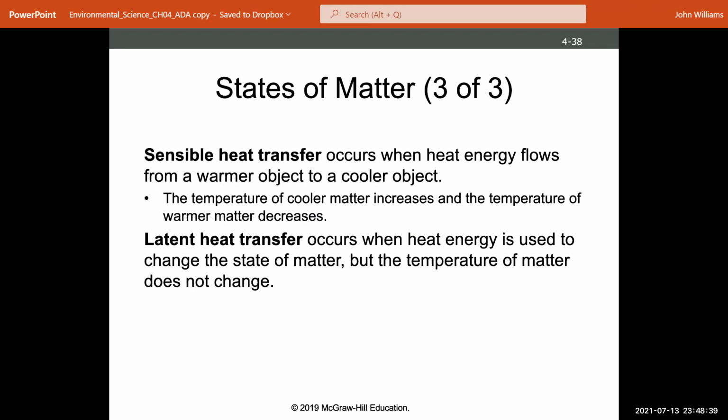Okay, latent heat transfer is when heat energy is used to change the state of matter, but the temperature of the matter does not change.